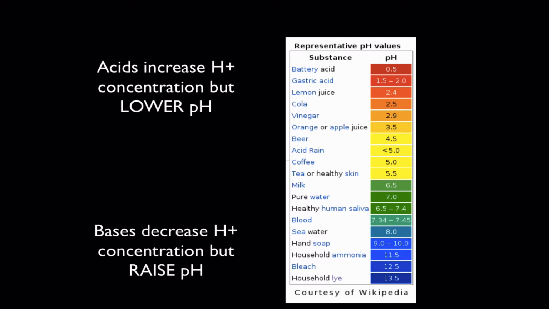So this means bases decrease hydrogen ion concentration and raise the pH, and acids increase the hydrogen ion concentration but lower the pH. So that's one way of looking at the pH scale. The other way of looking at the pH scale is to look at some things that have different pHs, and that's what you see right here.